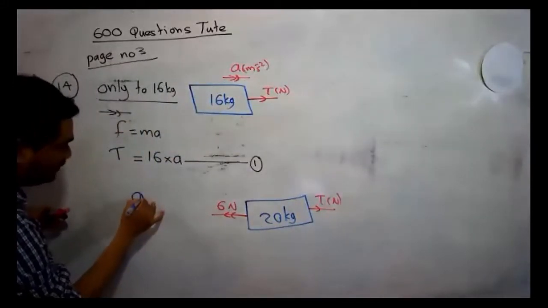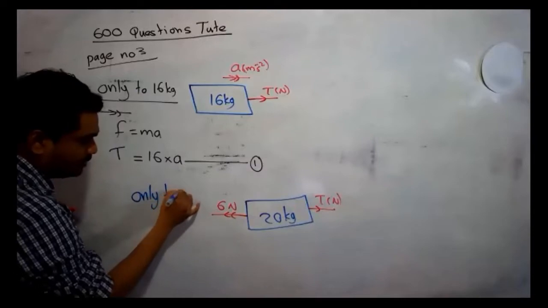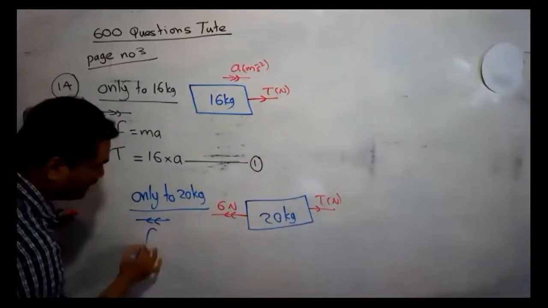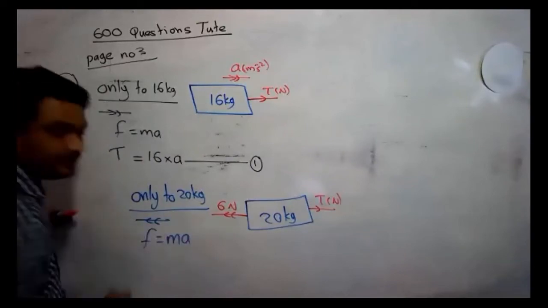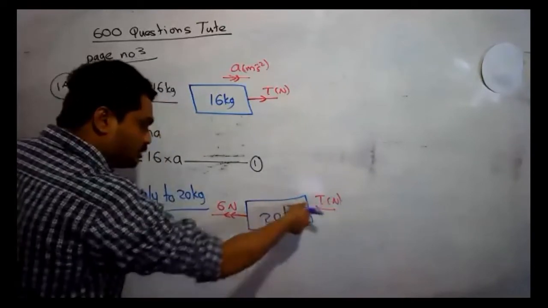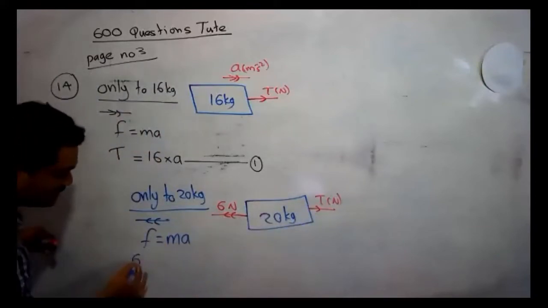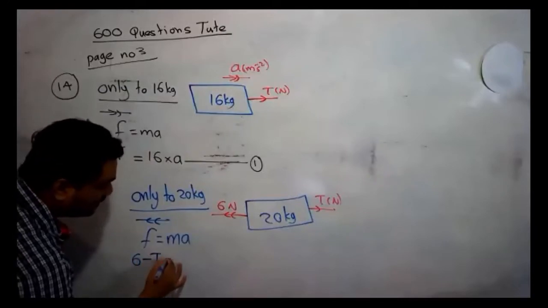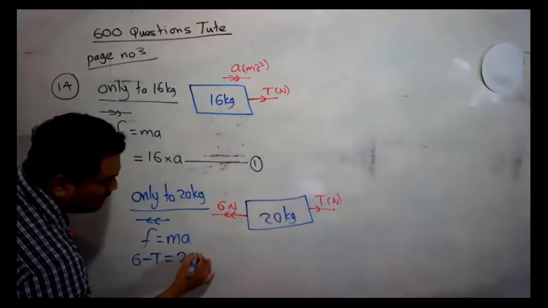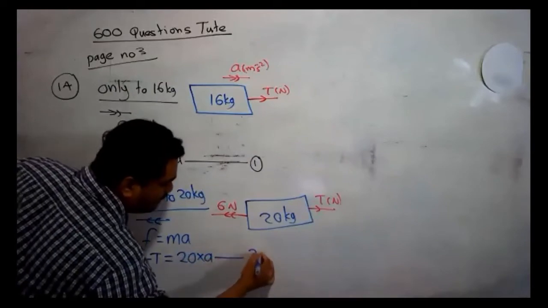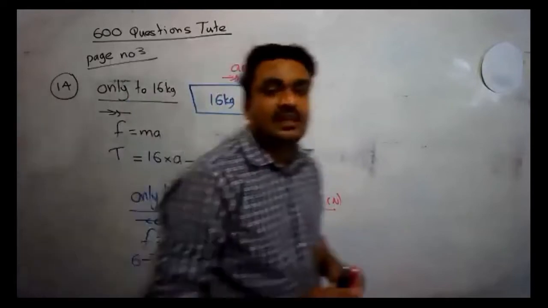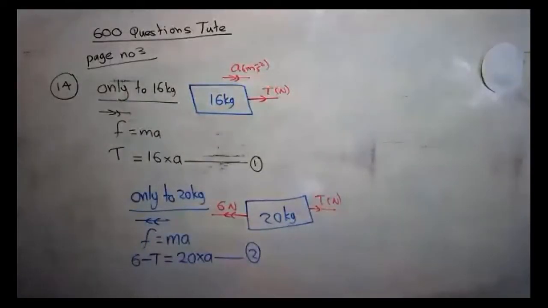Only to the 20 kg object in this direction, I apply the equation F equals ma. The force acting to the right-hand side is 6, the force acting to the left-hand side is capital T. So 6 minus capital T equals mass 20, acceleration simple a. Let me mark this as the second equation. Write this, draw the figure, write the equation. Here I have marked only the horizontal forces. Start here.